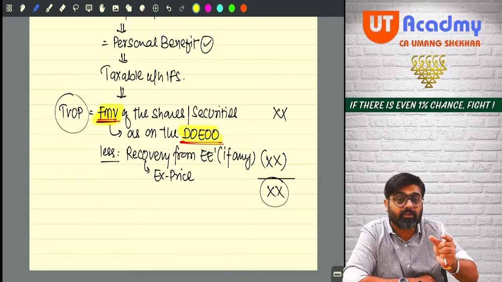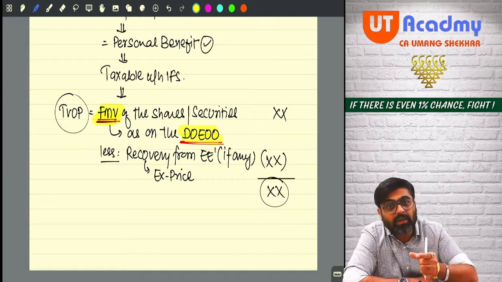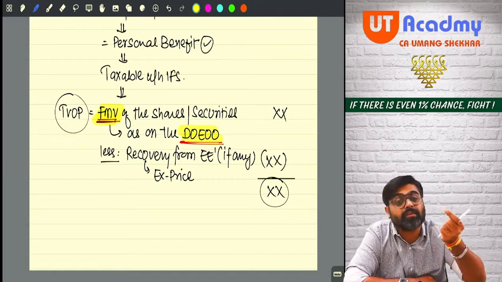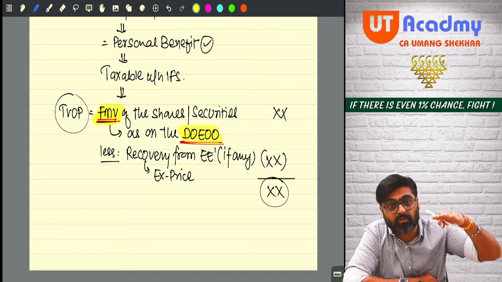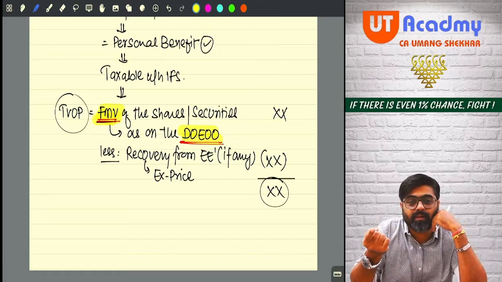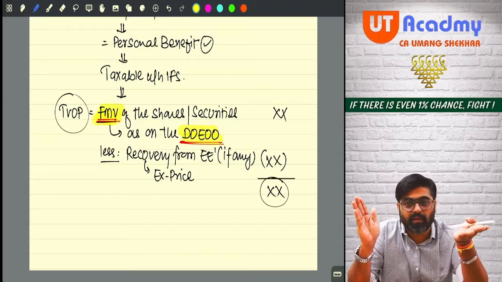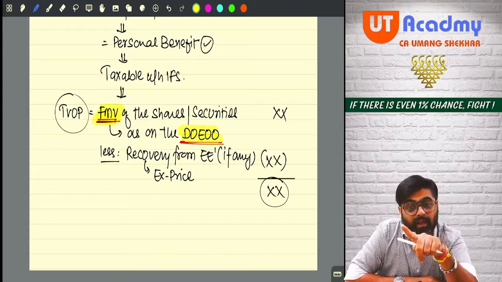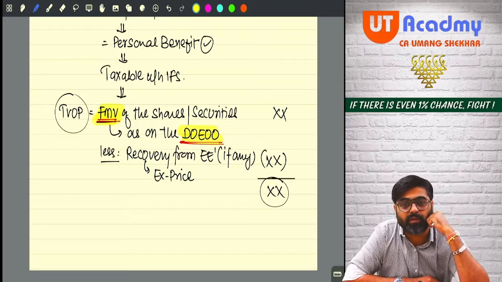As on which date? As on the date of exercise of option. Pick up this value. This is the shares for which you are exercising the option. So as on the date on which you are exercising the option, the shares are worth this much. Now against these shares, how much is taken from you? If the shares are given free of cost, then nil. But if the employer is taking 100 rupees from you, then that 100 you reduce out of this fair market value. Now tell me how much is the benefit.